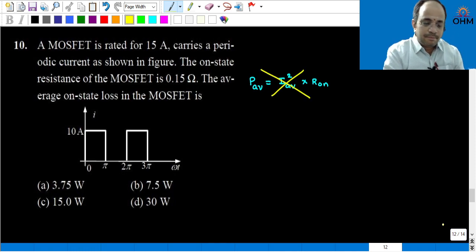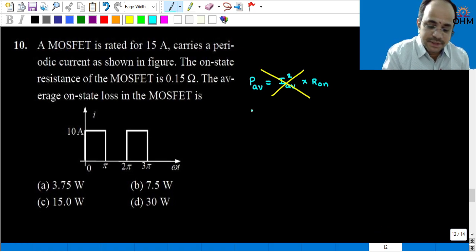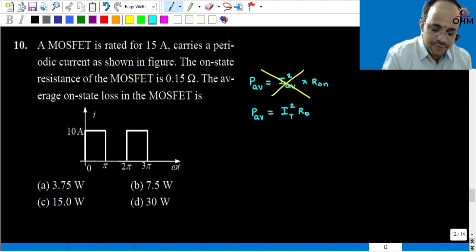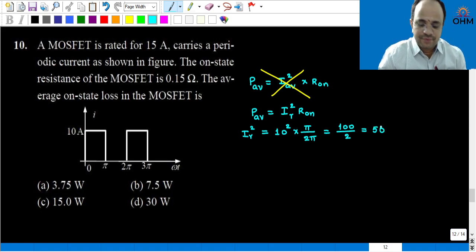Why? Because power associated with the resistance will always require RMS current. So what is the correct formula for this? P average is equal to I RMS square multiplied with R on. So you have to calculate I RMS square first. What is I RMS square? Magnitude square into function duration divided by cycle time. So this will give you 100 by 2. This is equal to 50. I RMS square is equal to 50.